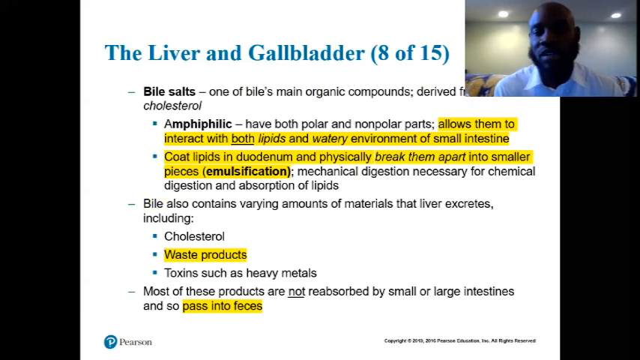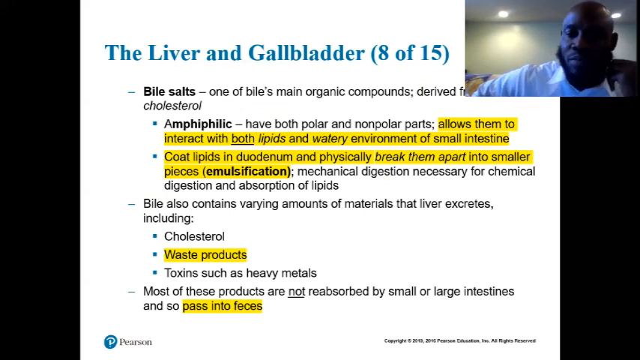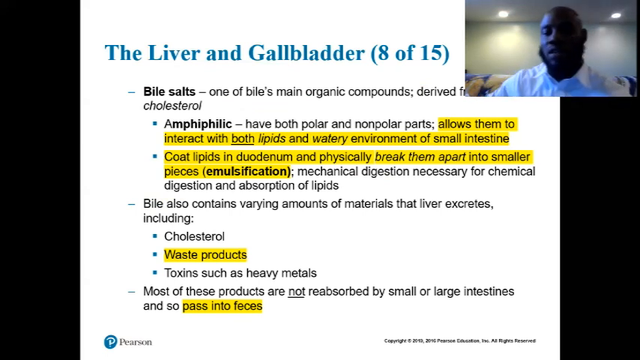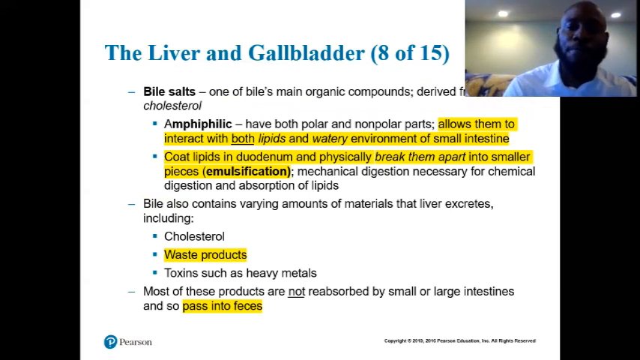They coat lipids in the duodenum and physically break them apart into smaller pieces, which is called emulsification. All right. And this is mechanical digestion, not chemical digestion, and it aids absorption of lipids. Breaking them apart basically makes them easier to digest. Bile also contains material the liver excretes, including cholesterol, waste products, and toxins. Most of these products are not reabsorbed, and they pass into the feces.